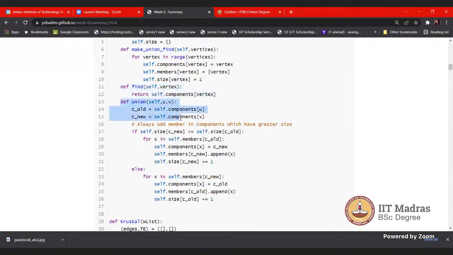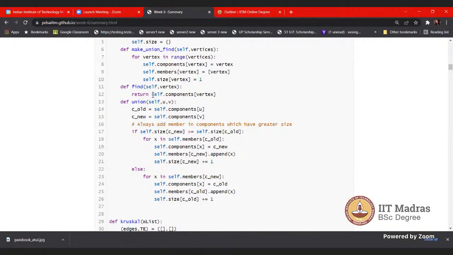In the find function, we return the parent node of the component for the edge we are considering in our spanning tree. For example, if uv is the edge, we check the component for both u and v.